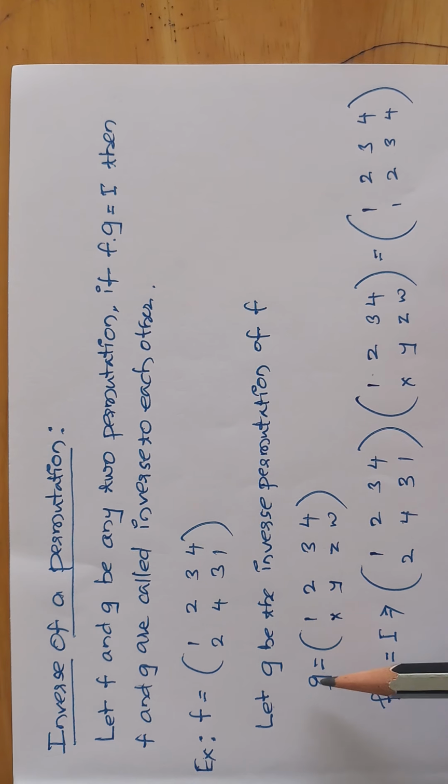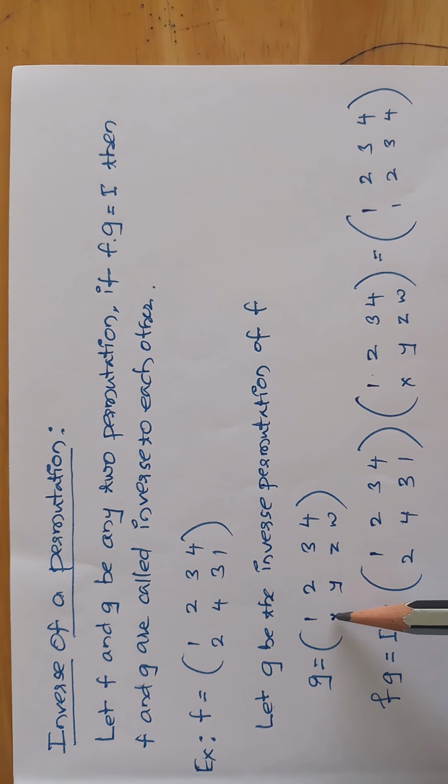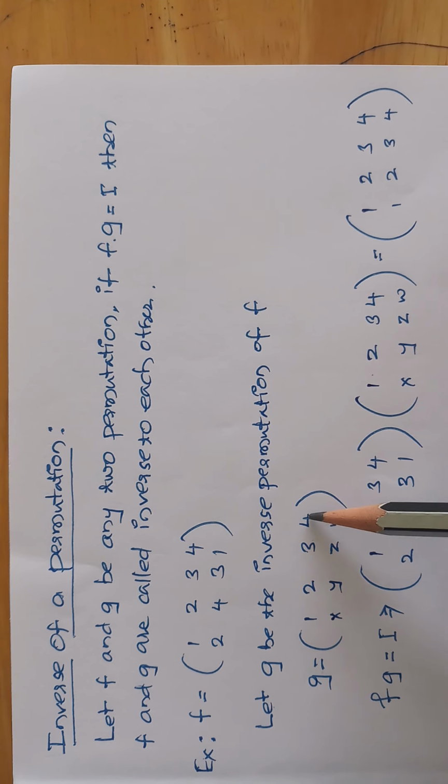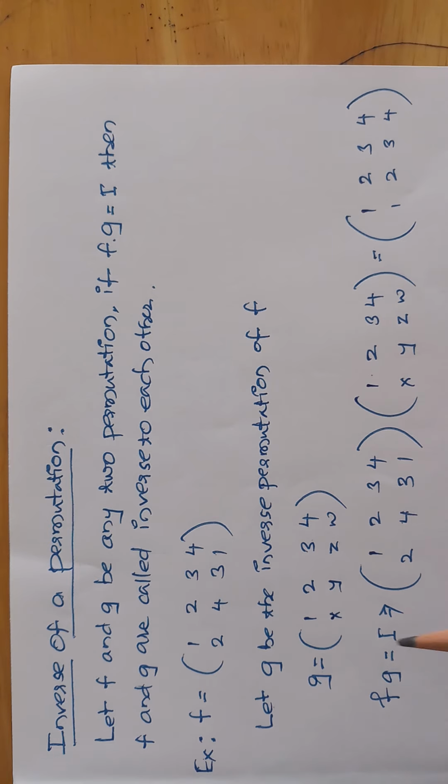We don't know g, what 1 goes to, so I am taking that as x, 2 goes to y, 3 goes to z and 4 goes to w, because I don't know which value each goes to. But we know that f into g is equal to I. So here f is this and g is this. f into g is equal to what? Identity permutation, that is 1 goes to 1, 2 goes to 2, 3 goes to 3 and 4 goes to 4.